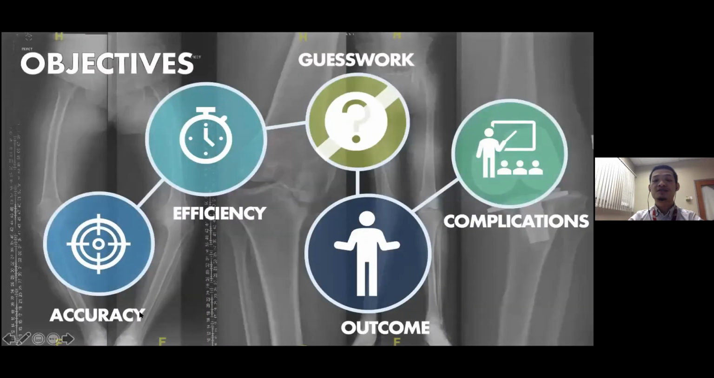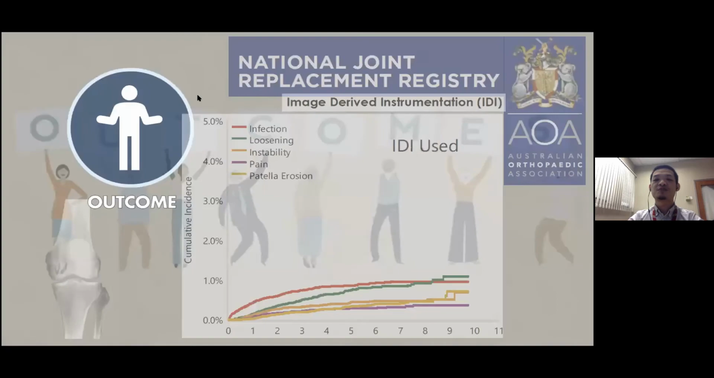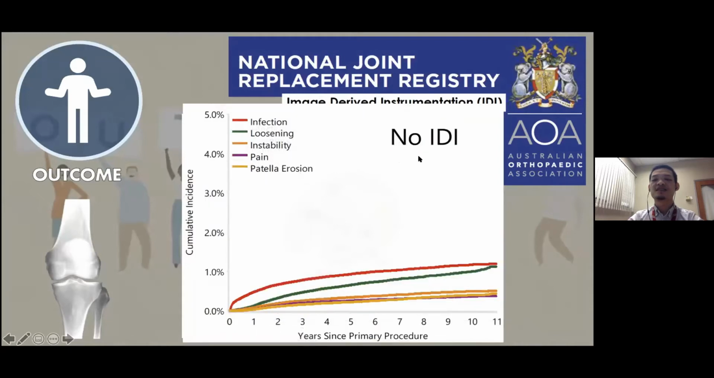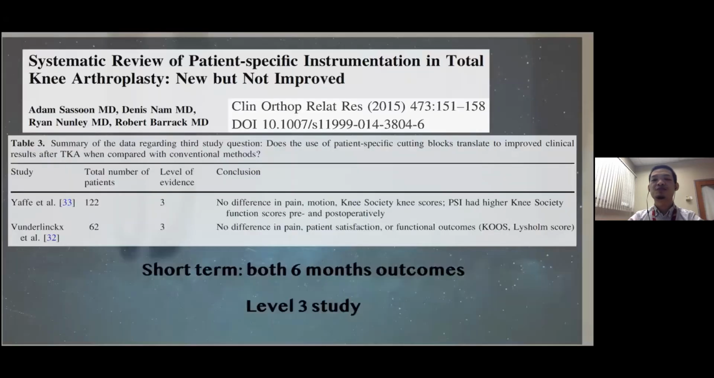So yeah, it's slightly more accurate, it's slightly more efficient, and it's better than 2D templating. What about the outcome? When we discuss outcomes in joint replacement, mainly we go to our registries. The Australian registry is one of the largest and longest joint registries. If you use image-derived instrumentation, the outcome is basically the same compared to when you don't. However, the numbers are quite different. So yeah, we might see people using this more.